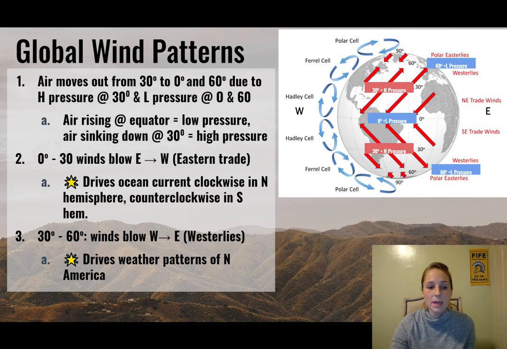Now, up in the 30 to 60 degree latitudes, this is where the winds are going to blow from west to east. They're known as the westerlies. That's what the winds are called. And these are going to drive weather patterns of North America. So think about in North America, you're going to be having weather moving from west to east because that's the direction that the winds are moving. So this is how we get all three of those factors moving together to explain why we have these patterns in global wind.